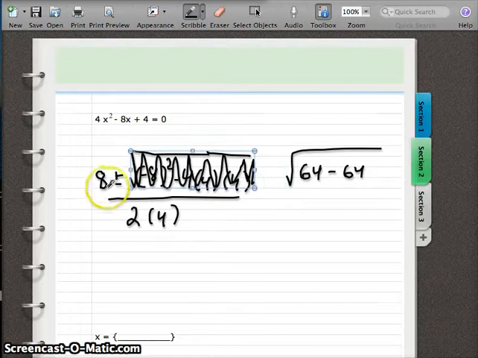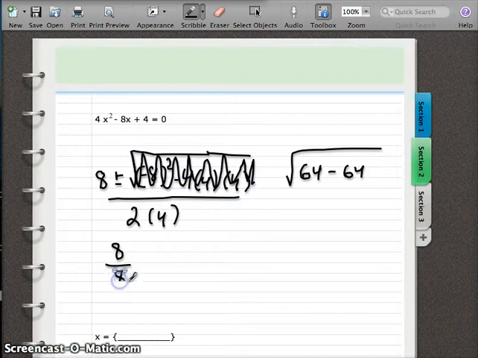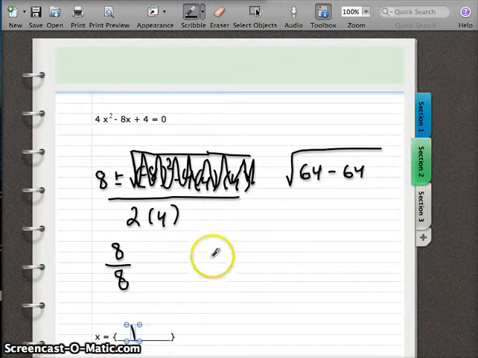That's nice. We have 8, still divided by 2 times 4, so we have 8 divided by 8, and so our value for x is 1. So this time there's only one value for x, and that happens sometimes. Visually, it's really the tip of our graph. We'll get into that later though.